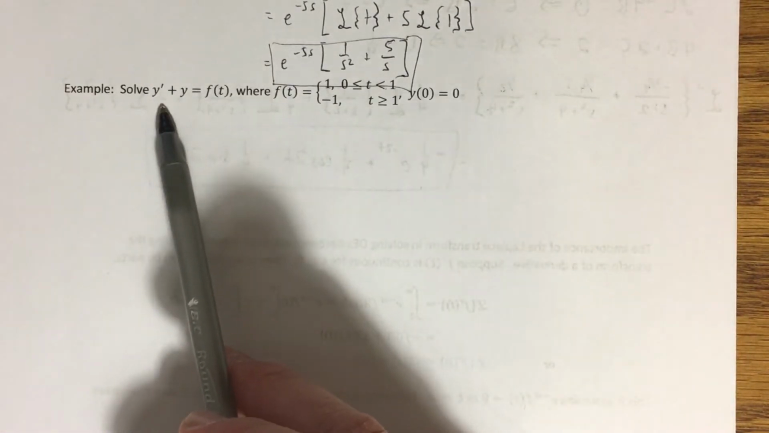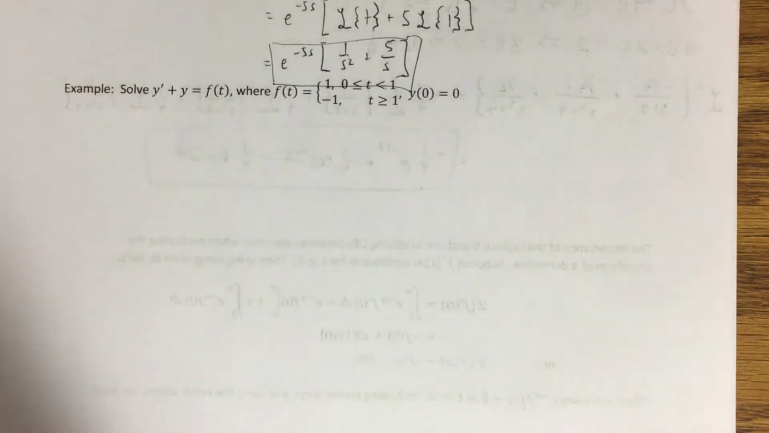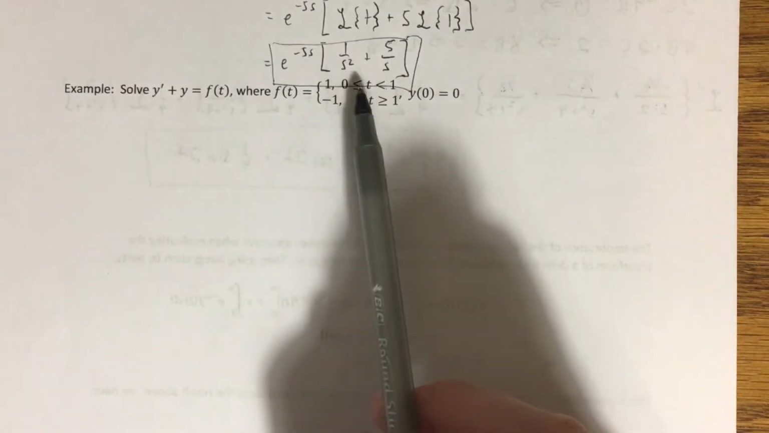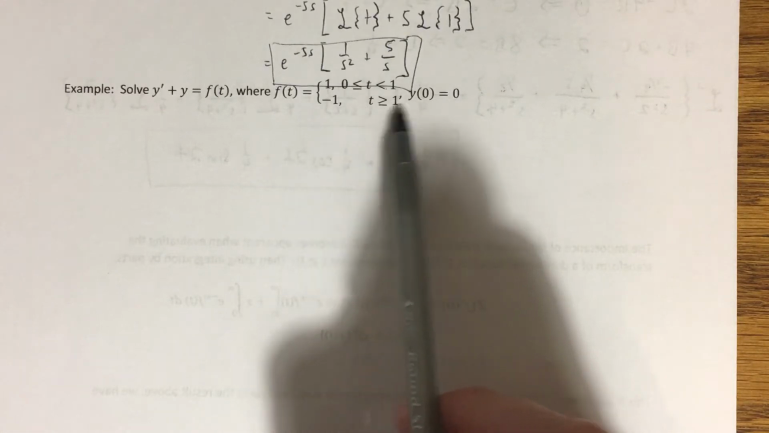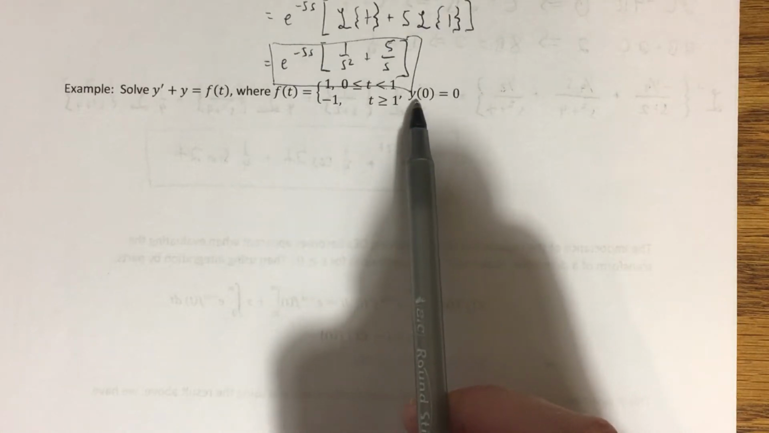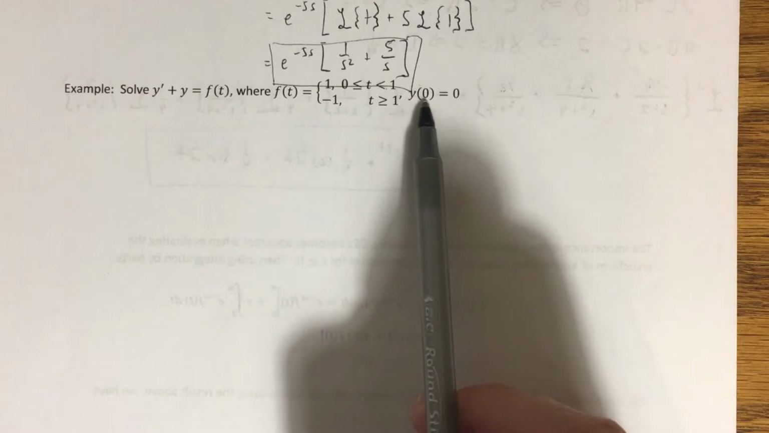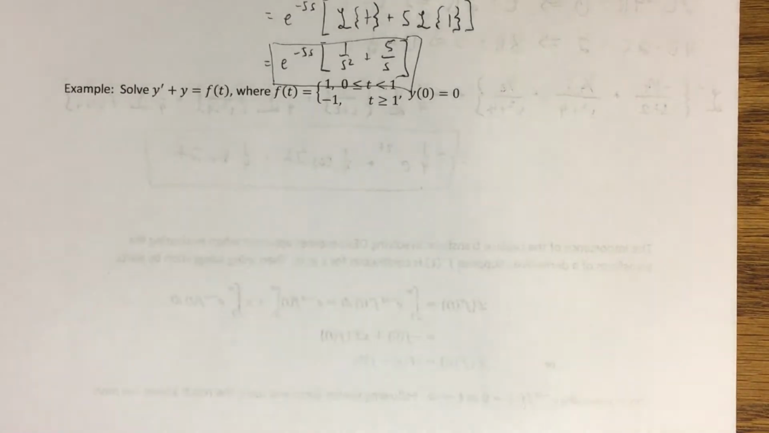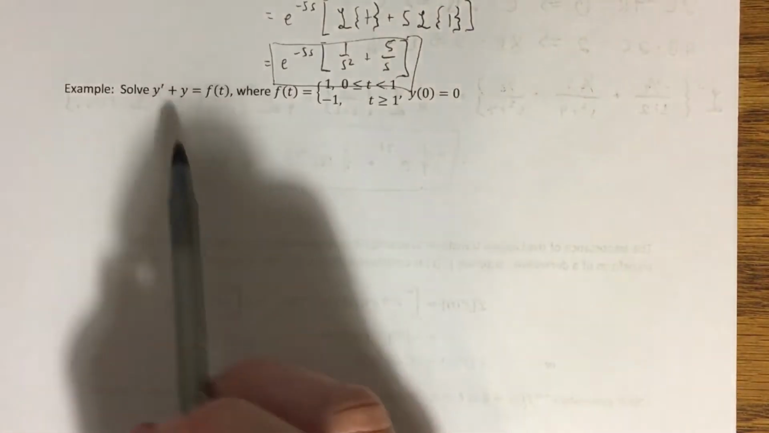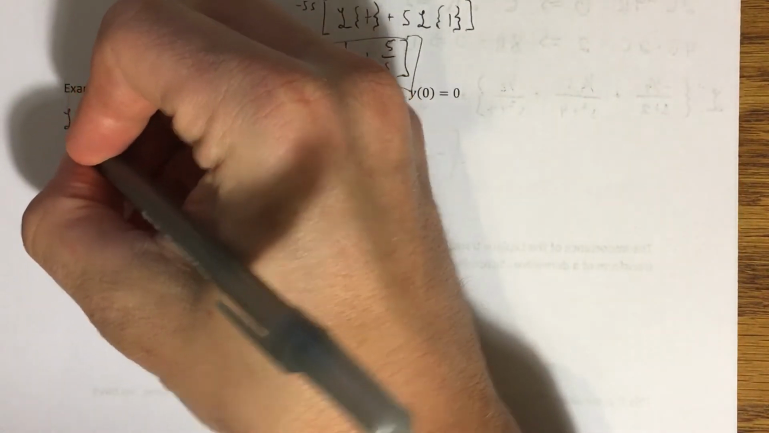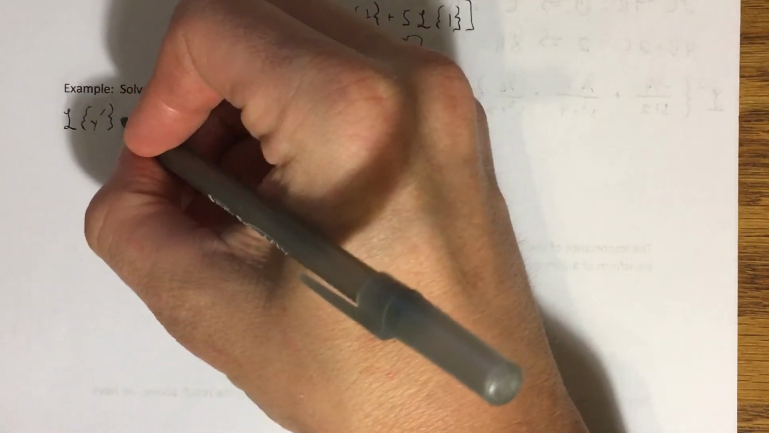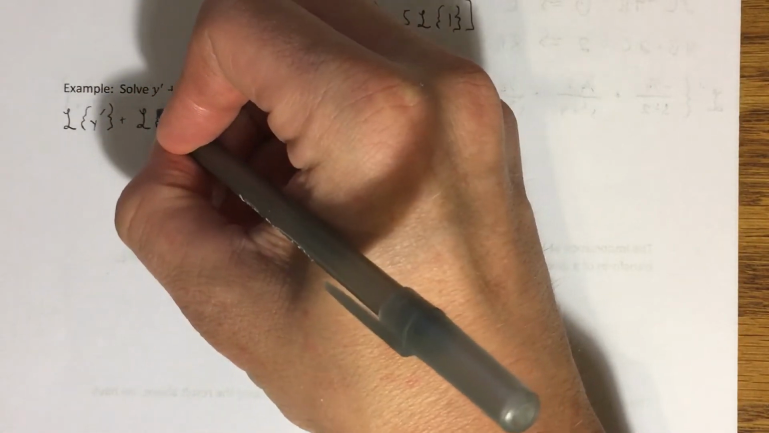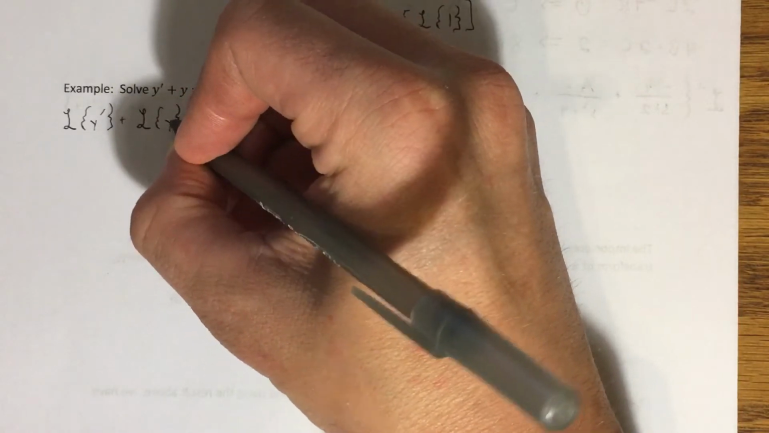y prime plus y equals f of t, where f of t is equal to 1 when t is between 0 and 1, negative 1 when t is greater than or equal to 1. And it's an IVP, so we have this initial condition, y of 0 equals 0. So again, we're using Laplace transforms. If I took a Laplace transform of both sides of this, I'm going to get the transform of y prime plus the transform of y equals.